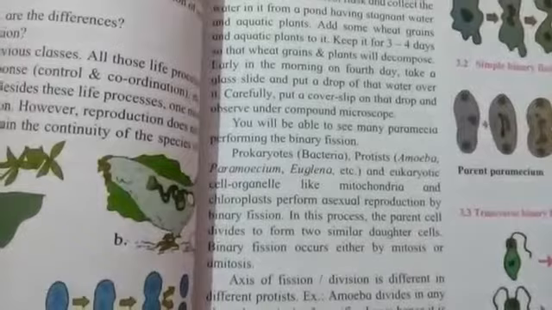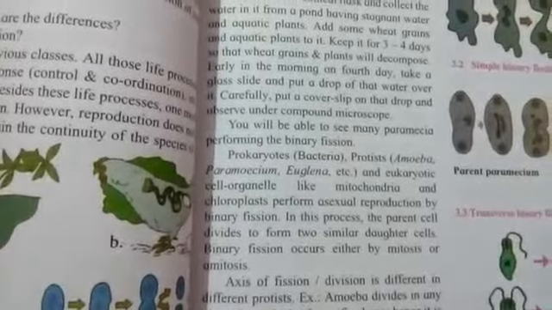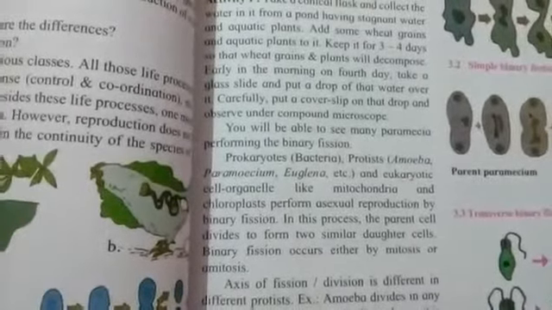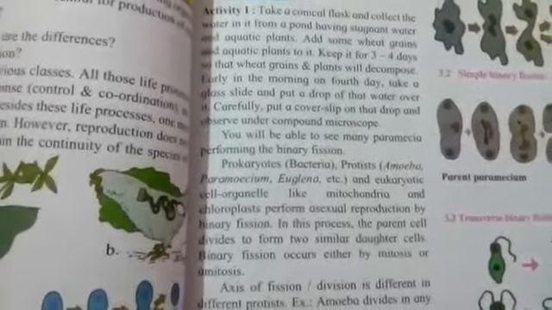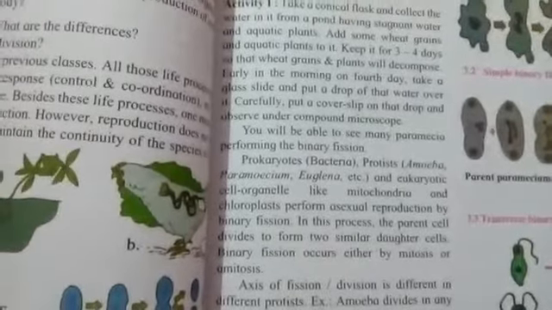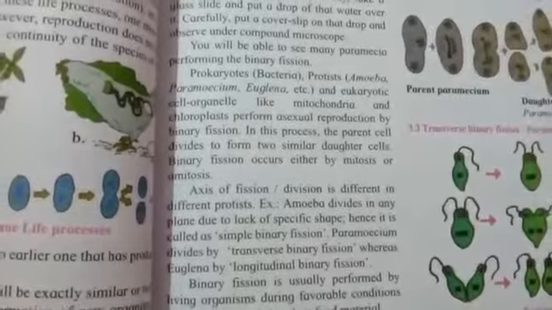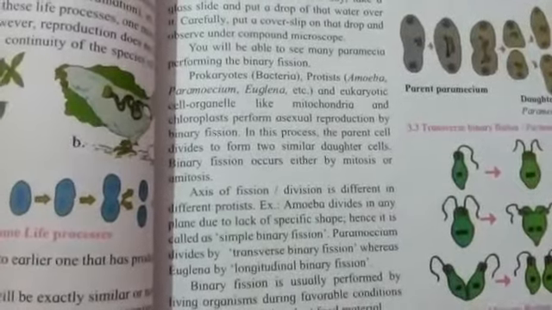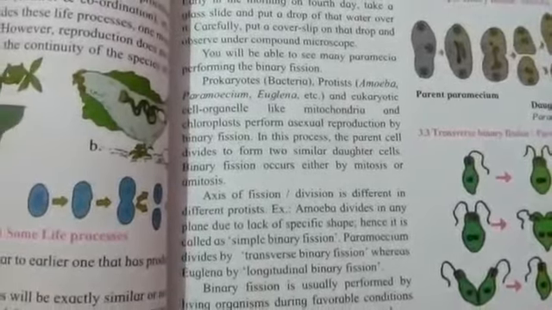We will notice various kinds of paramecium moving here and there, and also we can see that they are performing binary fission. Binary fission is a type of asexual reproduction in which these paramecia are going to divide horizontally, which is known as transverse binary fission. And then this paramecium can give rise to two similar daughter cells or two similar daughter paramecia. So this is known as binary fission.